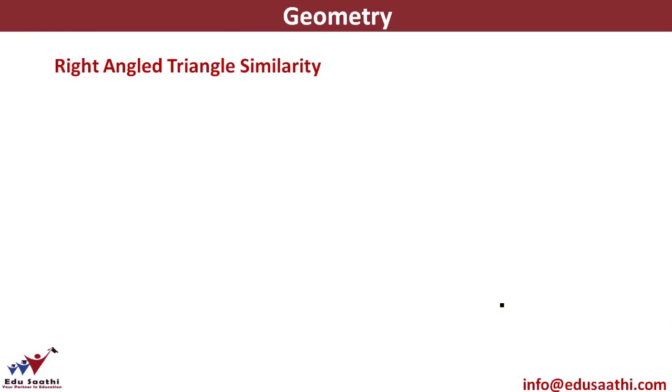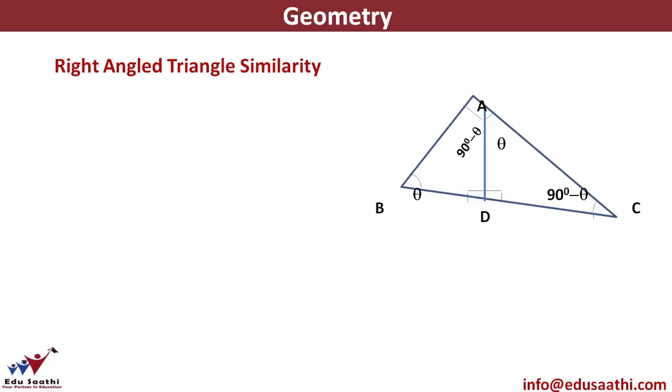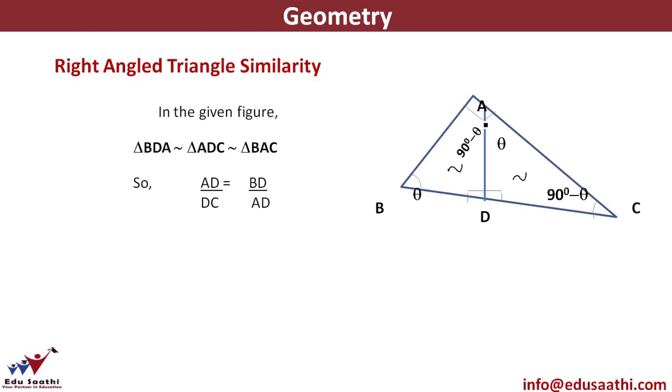Okay. Let's move ahead and let's look at right angled triangle similarity. So if you have a right angled triangle and you draw a perpendicular from the vertex to the opposite side, which is the hypotenuse, what will you get? You will get three triangles. All of them would turn out to be similar to each other. That means the triangle that is formed, this and this are similar, and each one of them is similar to the original triangle that we have.